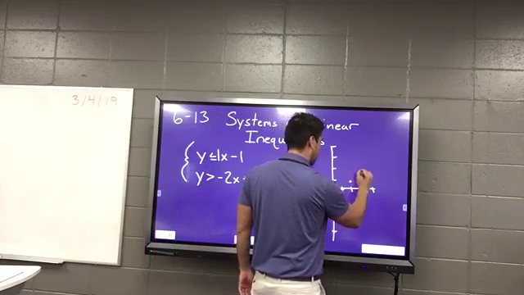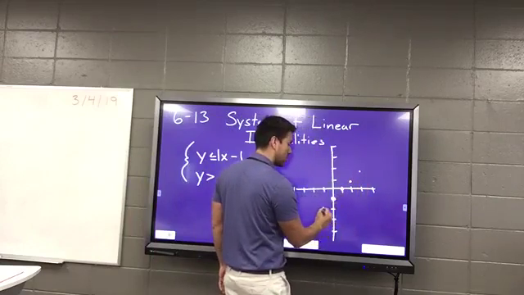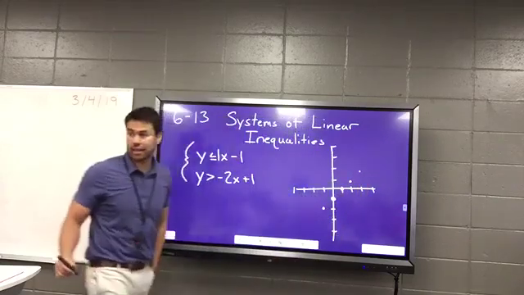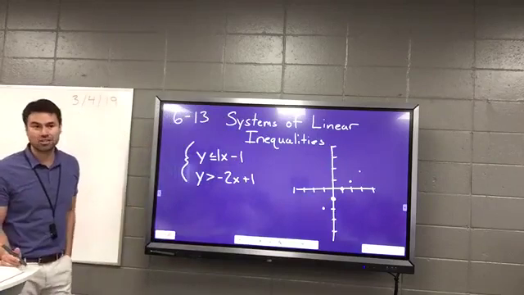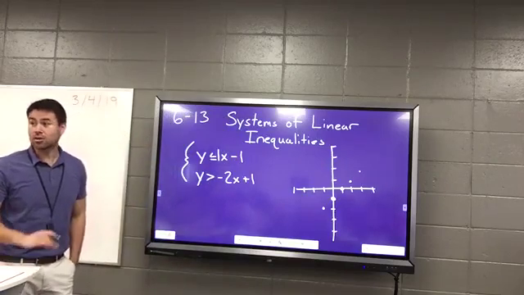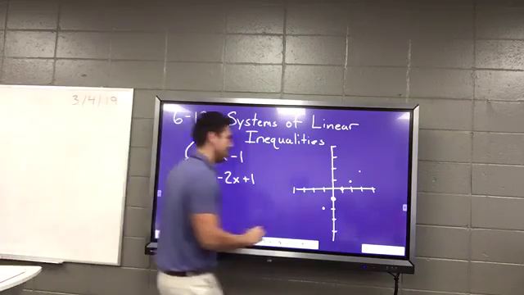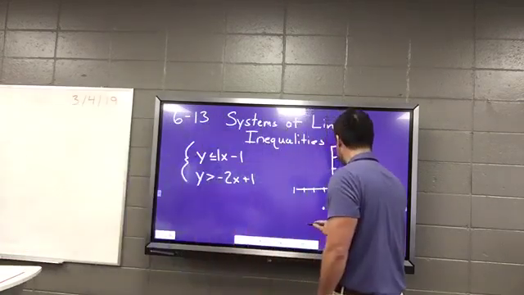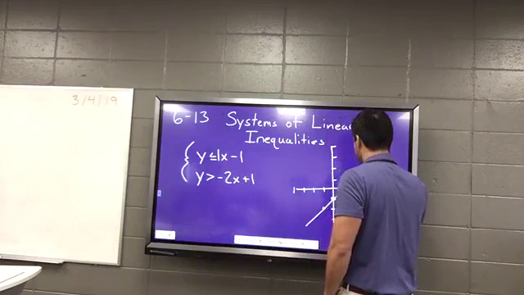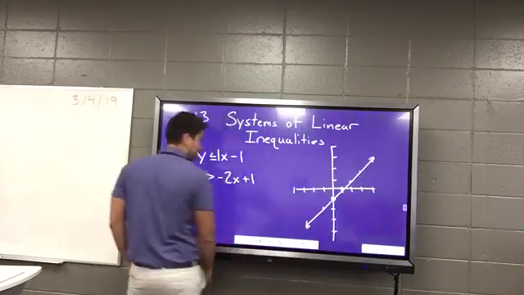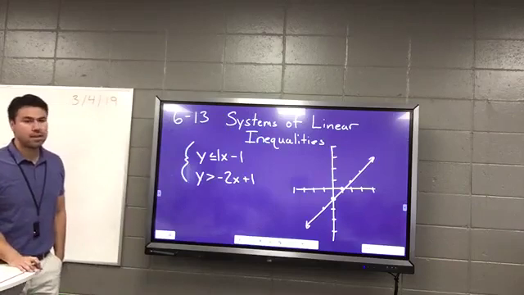Up 1 over 1, up 1 over 1. Or you can go down 1 to the left. What kind of line should I get here? Solid or dashed? They're all straight, but solid or dashed? Solid, because it says less than or equal to. And just connect those points right there with that solid line.